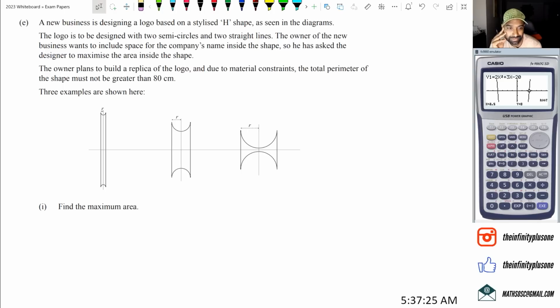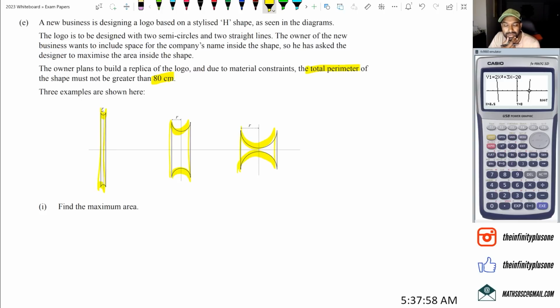With this type of question, I'm looking at part 1 where it says find the maximum area, and straight away I know that I will probably be given some sort of length and I've got to come up with an equation. My eyes just go straight to this 80 centimeters there. But have a look at it. It's basically the total perimeter cannot be greater than 80 centimeters. So this distance here cannot be more than 80.